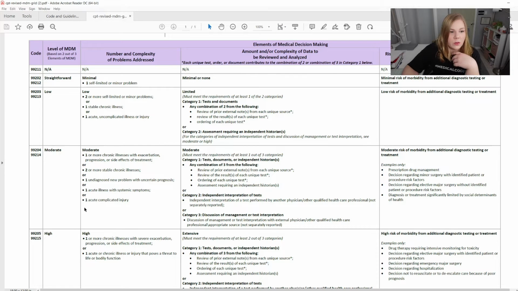And then the last one we have here is one acute complicated injury. So it can't just be an injury by itself. It has to be some sort of complication of that injury. Maybe they had, for example, a concussion with a brief loss of consciousness.